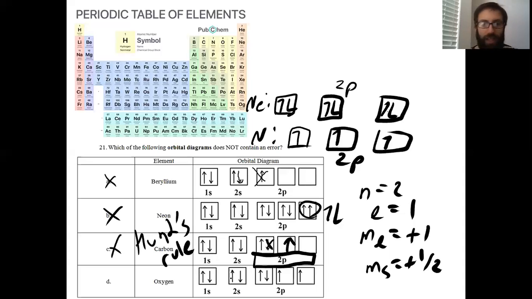Oxygen better be right. Spin up, down, up, down, and up. Yeah, they filled it right. Up, down, up, down, up, and then down. Correct. Very good.